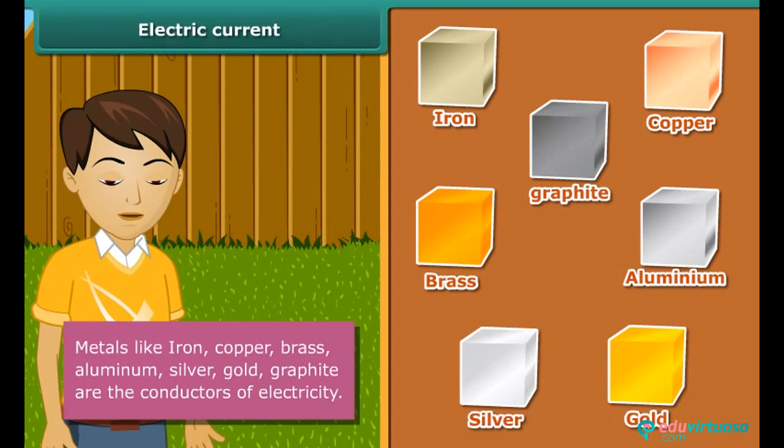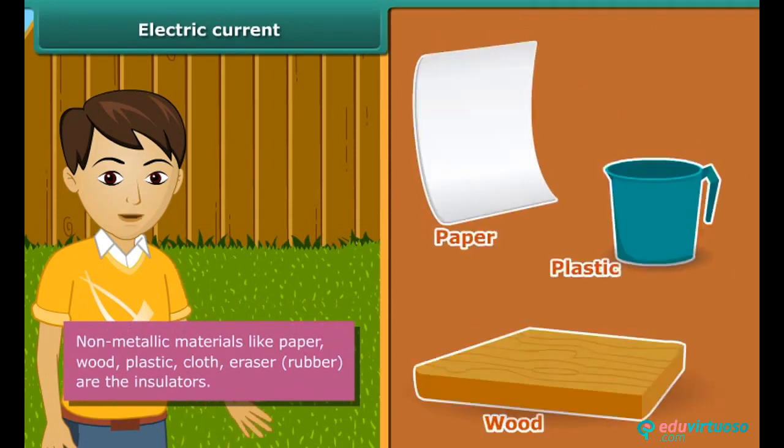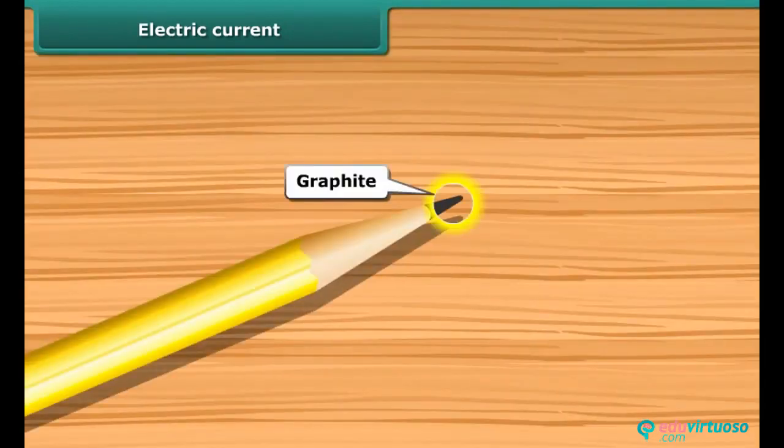The materials through which electric current doesn't flow are called insulators. Insulators are also known as non-conductors of electricity. Paper, wood, plastic, cloth, eraser, rubber are the insulators. Pencil lead is made of graphite. It is a form of carbon. It is a non-metal, but it is a conductor of electricity.